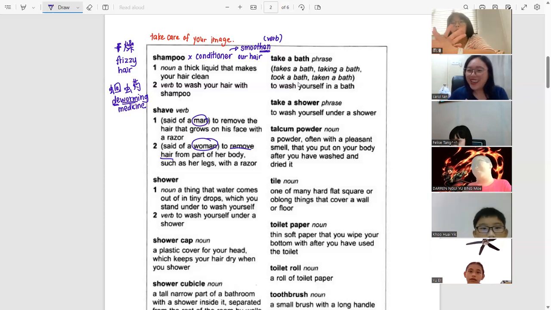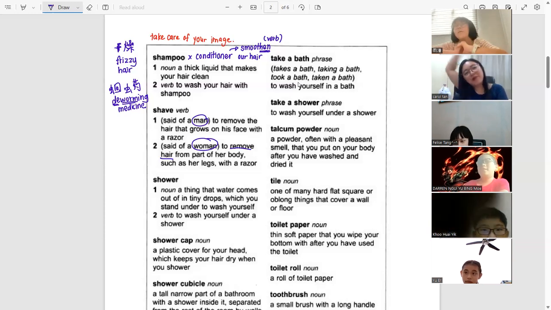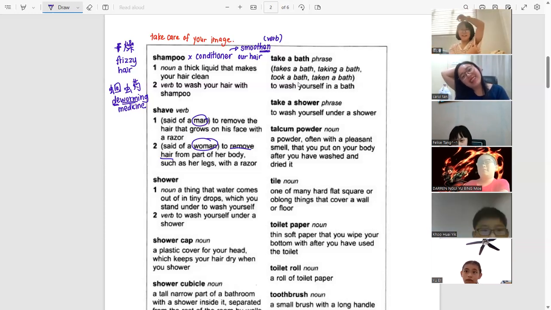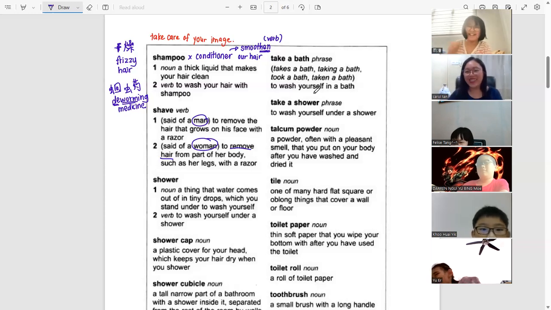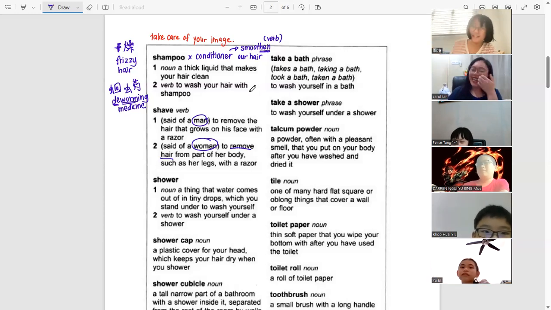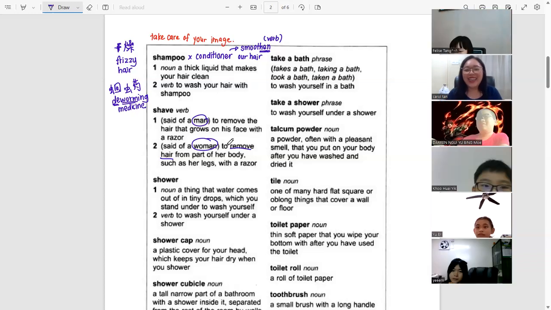Then your mom. In fact, I never see my dad and mom. And my mom will. Oh, really? Yeah, but my mom can see mine. Yeah. Don't show it to your friends. Everybody is here. Take care of your image. All right. Go with your image, okay? You're a girl, okay? So, yeah.